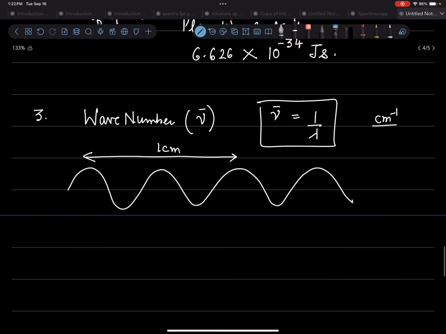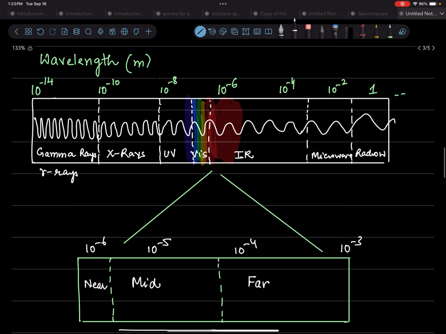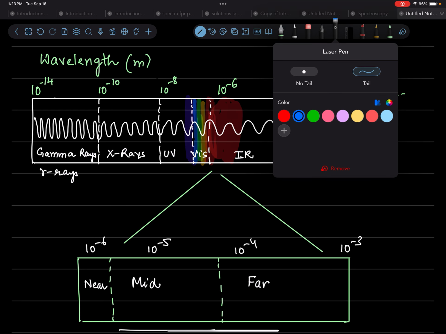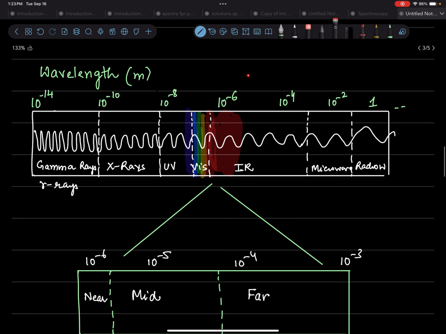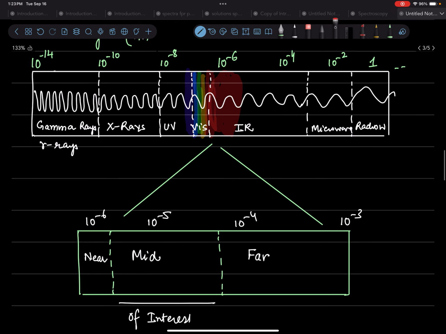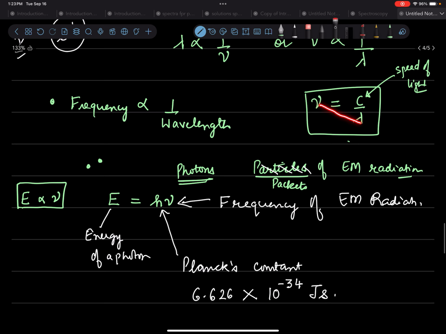Right? Now coming back to the electromagnetic spectrum. This is the electromagnetic spectrum. Now you can easily see that as we are moving from left to right, the wavelength is increasing. On the left hand side, the waves are like this, so wavelength is very small. On the right hand side, wavelength is big. So if the wavelength is increasing, it means frequency is decreasing. We explained that frequency and wavelength are inversely related.